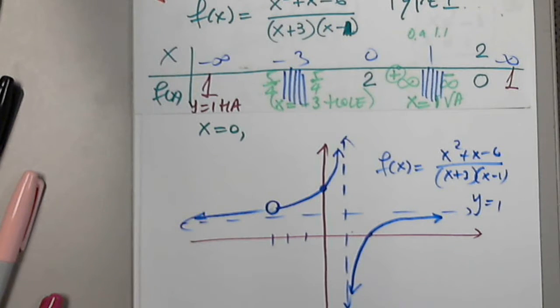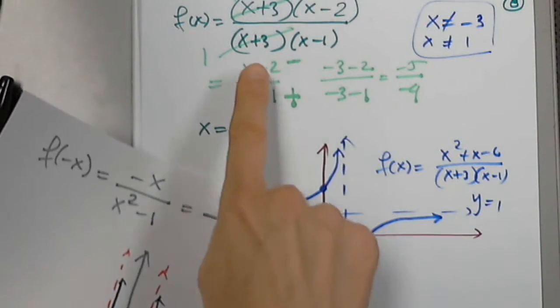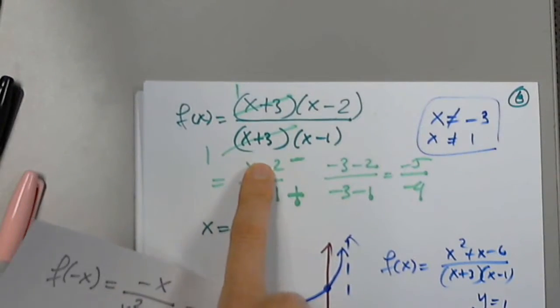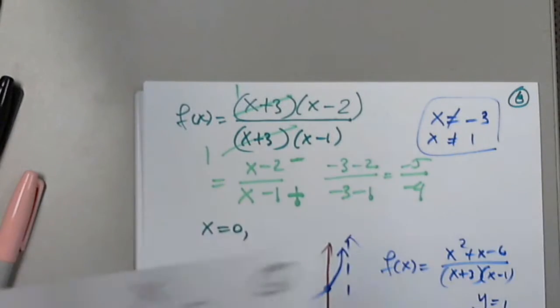At -3, a hole in the graph. There is no vertical asymptote. If there were a vertical asymptote, the function would have done this. It doesn't. Open point. Only because this factor went away. This factor. The function is still undefined. That's why it will be a hole in the graph at that point.